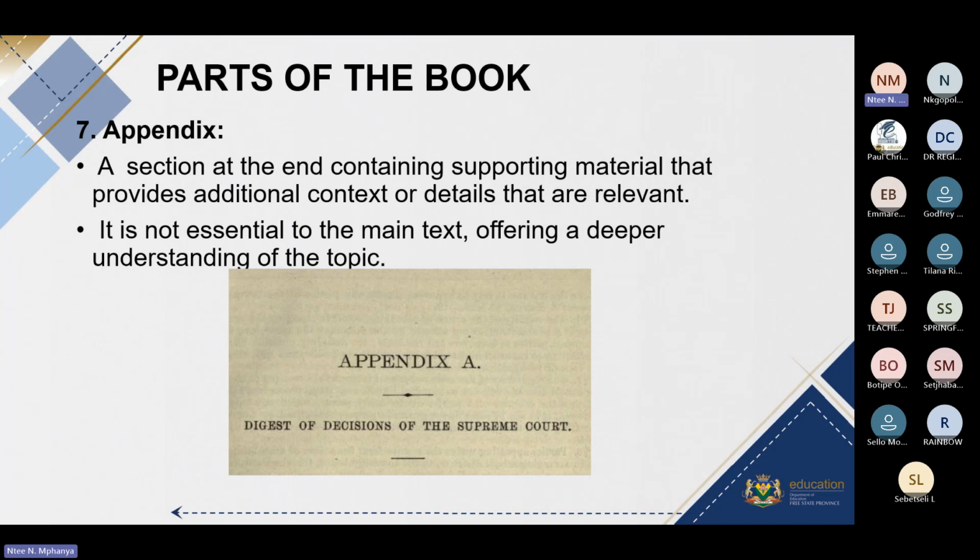Meaning that if this book was all about laws governing the court, then you will have extra or additional supporting information on the laws. And that will form an appendix because it's not part of the main text, but just additional information for you. It will always sit in the appendices. And this one is Appendix A or Attachment A.